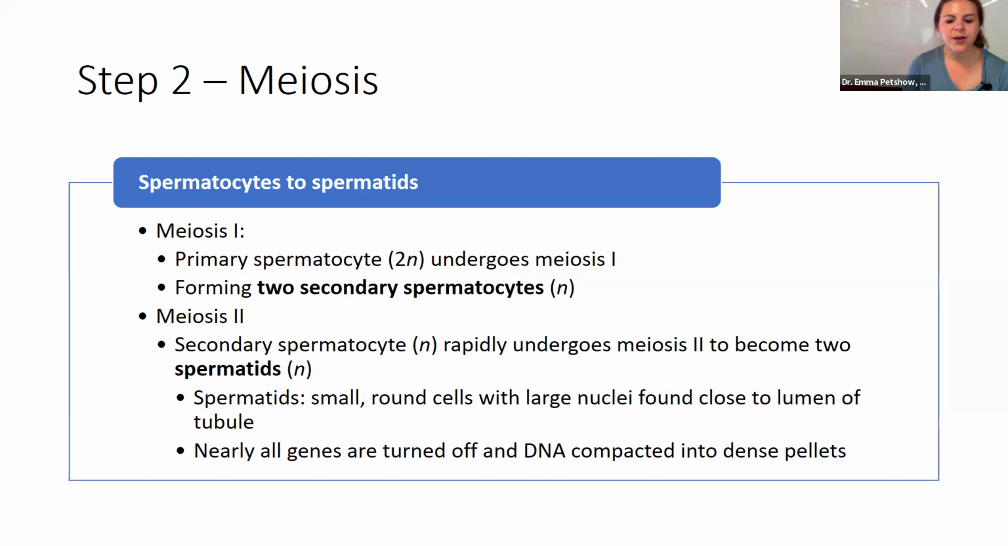Spermatids are small, round cells with large nuclei. They're found close to the lumen. Nearly all the genes at this point are turned off. DNA is just compacted into these pellets.